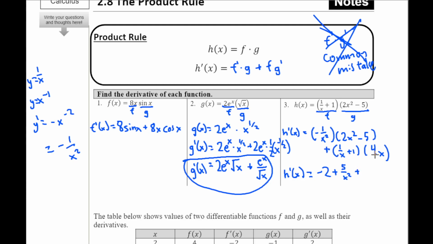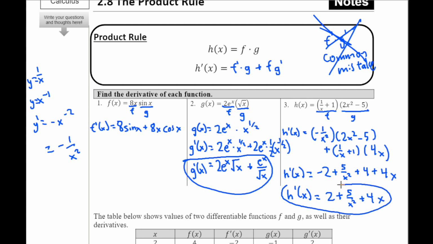1 over x times 4x is 4. 1 times 4x is 4x. And then h prime of x just becomes negative 2 plus 4 is 2, plus 5 over x squared plus 4x. This one here is our final answer. I went through these pretty quickly, so if you have questions, please clarify with your teacher, and your teacher can go over this more in detail if needed.